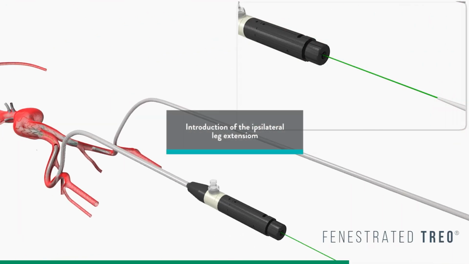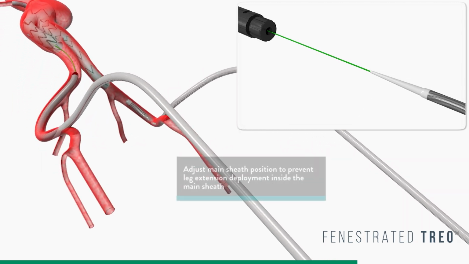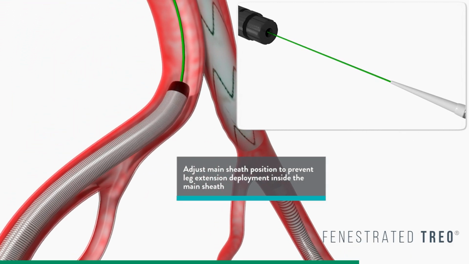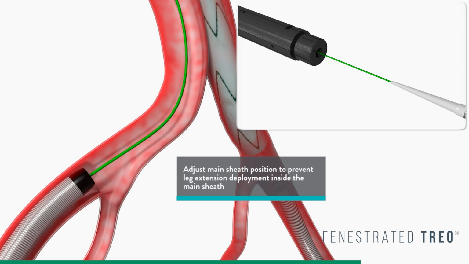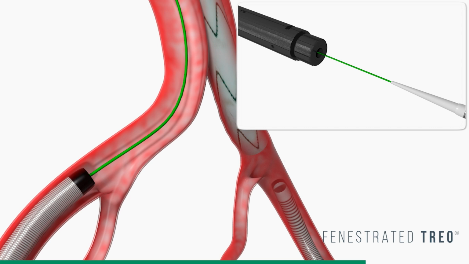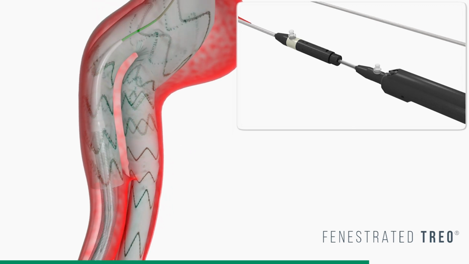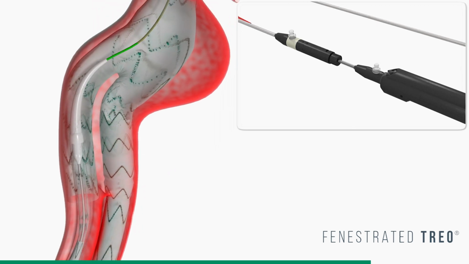While holding the sheath hub assembly with one hand, advance the ipsilateral leg delivery system over the wire until the tip of the delivery system touches the main sheath hub assembly. Adjust the main sheath position to prevent leg extension deployment inside the main sheath. If closed, open the hemostasis valve. Insert the leg delivery system through the sheath hub assembly. Leave the hemostasis valve in the open position for the rest of the placement and deployment of the leg extension.